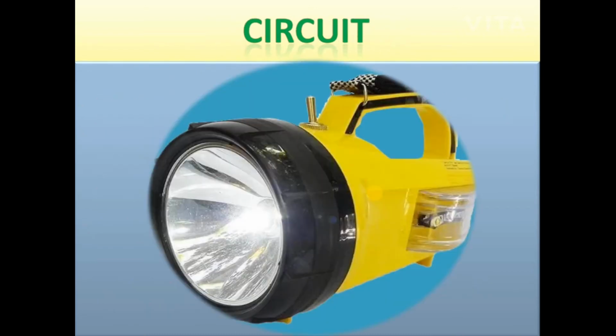We will discuss first what a circuit is. Here, students, you are looking at a torch. Here is a switch. When the switch is on, the torch starts glowing. When the switch is off, the torch does not glow. Then what is the function of the switch? We will see by the circuit.